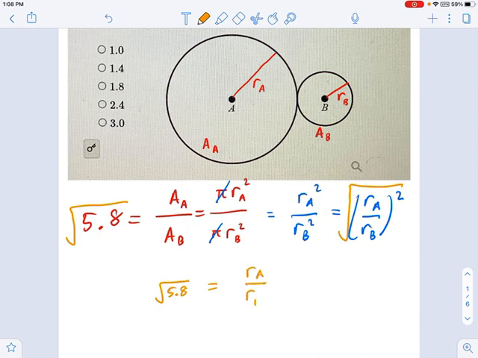RA divided by RB. Okay, so I'm going to square root 5.8. I think it's time to do that. Square root of 5.8. Okay, you get 2.41. And what that means is the radius of wheel A is 2.41 times bigger than the radius of wheel B.